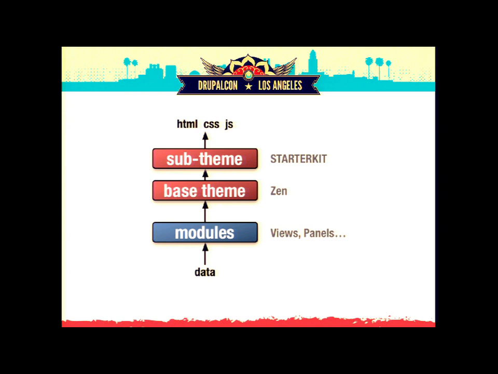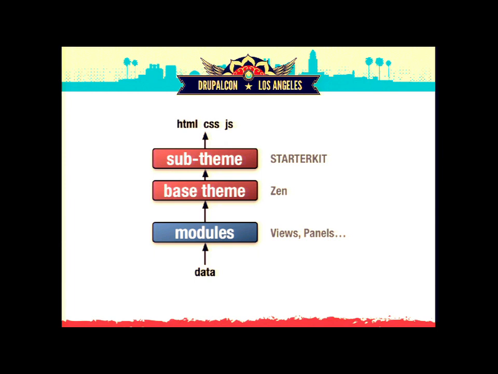This is a super, super simplified version of the theme layer of Drupal 7. And this still applies to Drupal 8 as well. Basically, your data comes up from the database and all the other places, and then the modules are in charge of providing your markup. JavaScript, CSS, they all come from the modules originally, and then the themes sort of override those bits as it passes through the system to end up in the end user's browser.